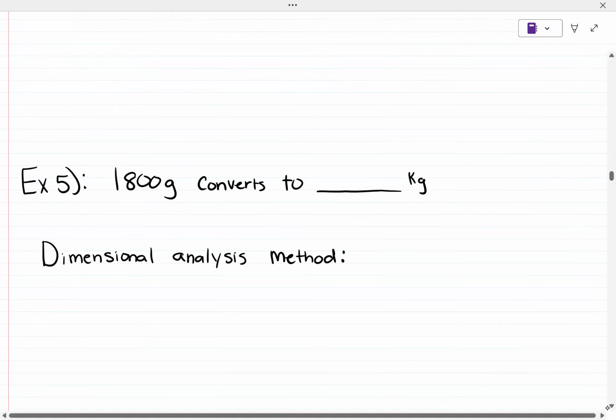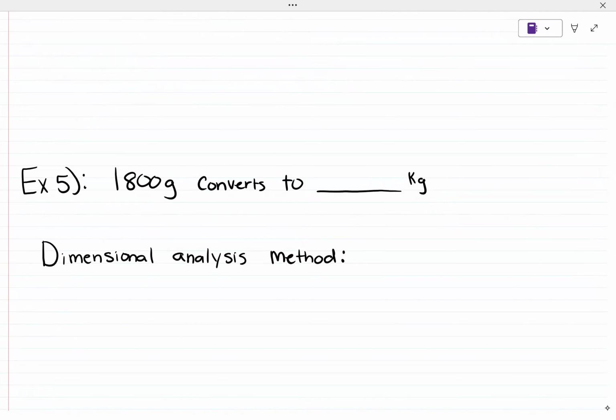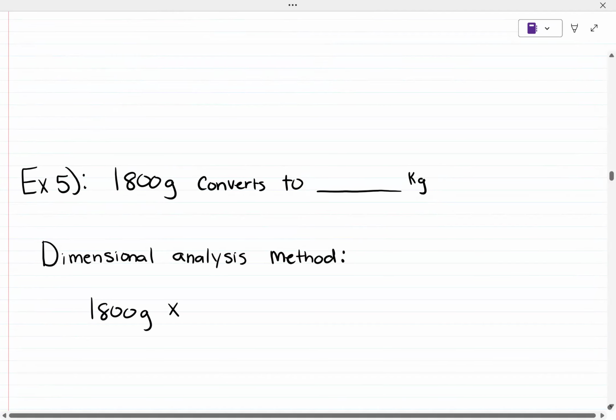Example 5. For example 5, we have 18 grams converts to how many kilograms? So dimensional analysis is like this. So put grams on the bottom, kilograms on the top. For 1 kilogram, there is 1,000 grams, and then just multiply across. So the grams disappear, then you're left with the kilograms.